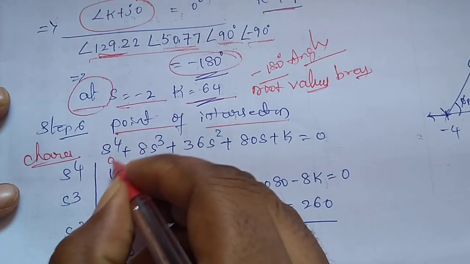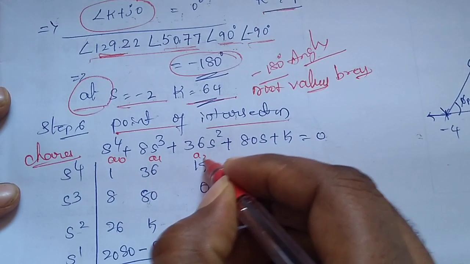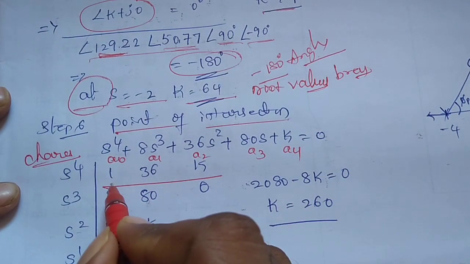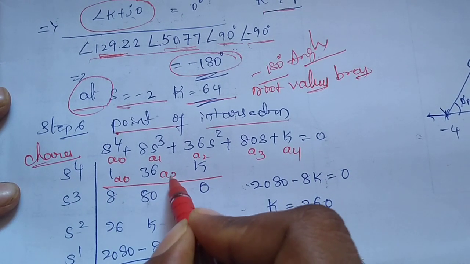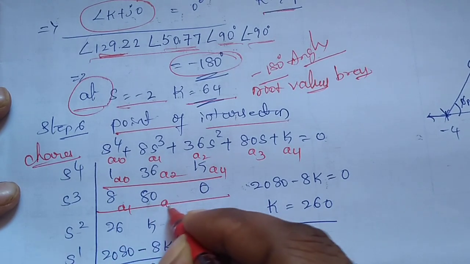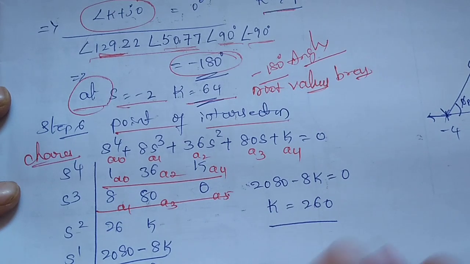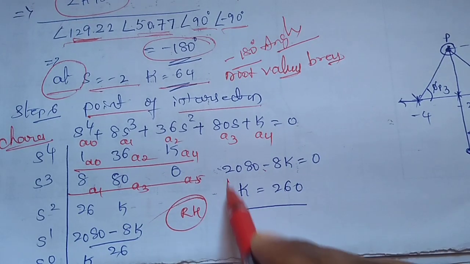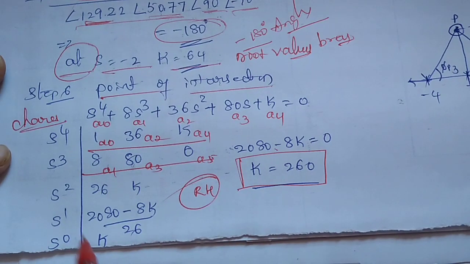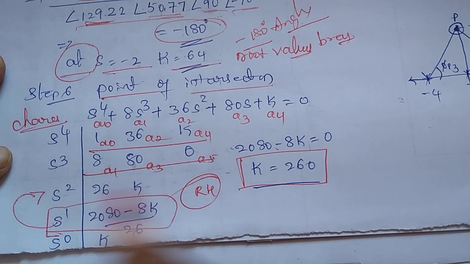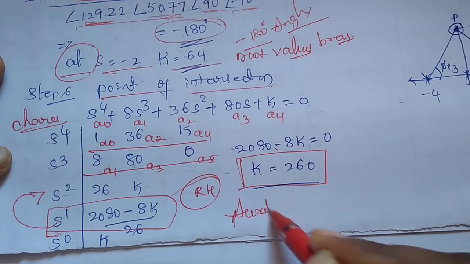So same thing here, a0, a1, a2, a3, a4. So this is the first row element, a0, a2, a4. This is the second row element, a1, a3, a5. So apply the RH rule, that is RH criteria, we will get the value of k. So where we get the value of k, consider the previous equation, which is called the auxiliary equation.